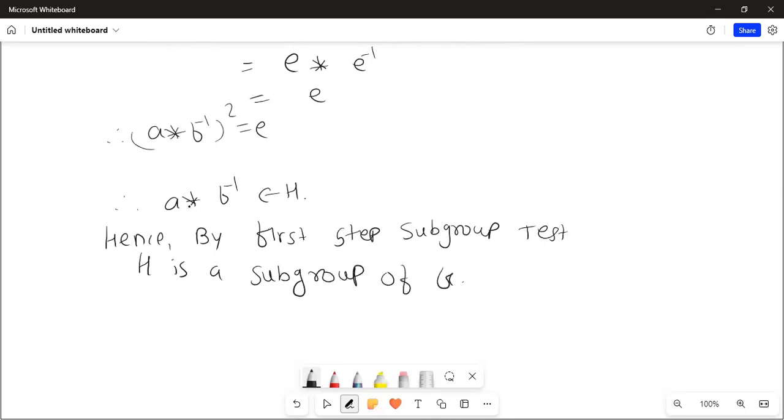Because it contains one element, that means it belongs to H because H is a non-empty set. Non-empty set, that means in H there exist elements, not a null set. And there exists an element E, and therefore it belongs to H, and therefore H is a subgroup of G. तो ये हुआ इसके ऊपर का एक एग्जाम्पल.